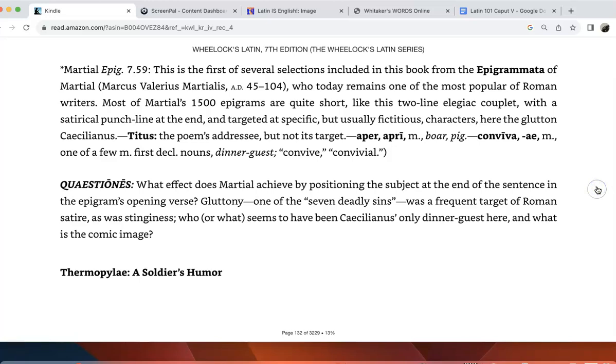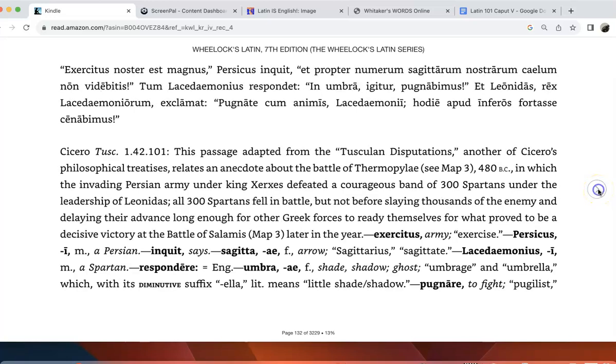And so we're almost done here. Here we're going to go to Thermopylae, a soldier's humor. So we'll skip the short reading by Marshall. And you can see here, this particular scene you might recognize if you've seen the movie 300, about the Spartans and the Persians. They give you a little context here.